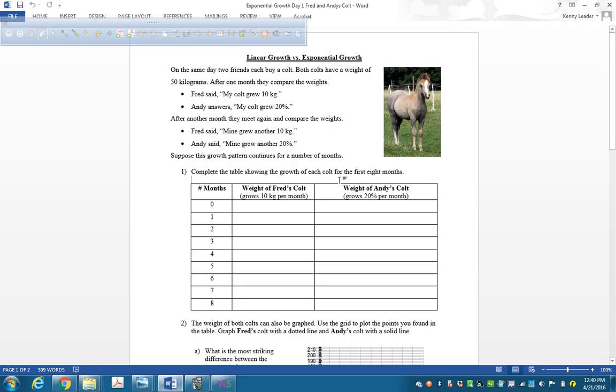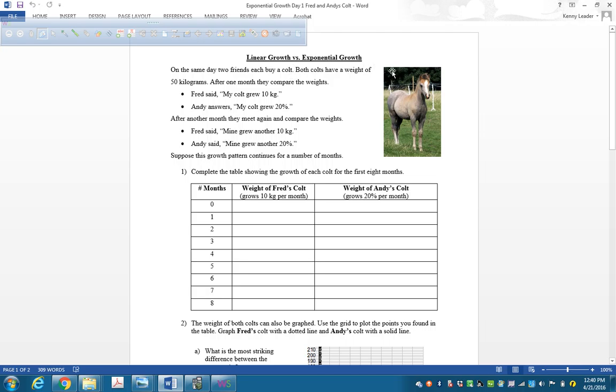Now, while we're working, you have this worksheet in front of you, and we're going to talk about linear growth versus exponential growth. Fred and Andy each have a colt. That's a baby horse, right?